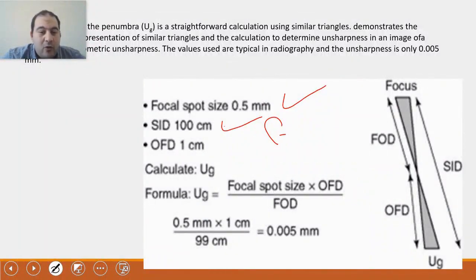How do you find the focus to object distance? You subtract the object to film distance from the SID. How are you going to get it? Are you going to subtract what? The SID.